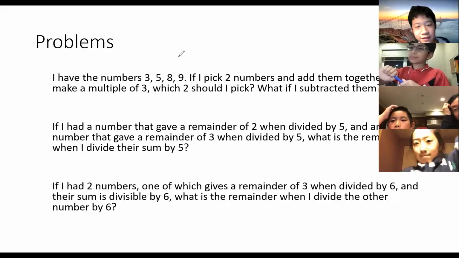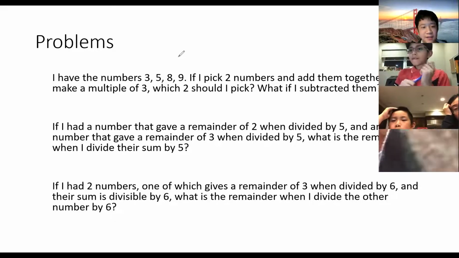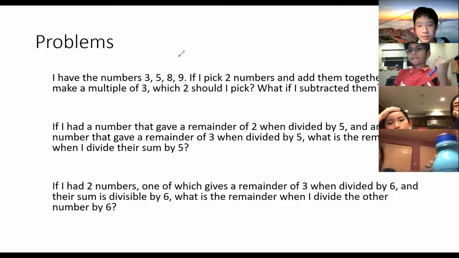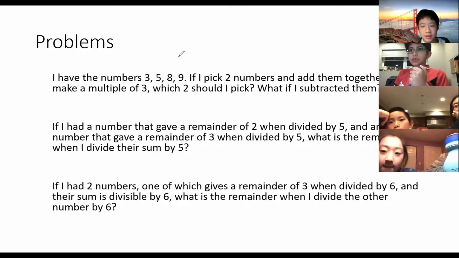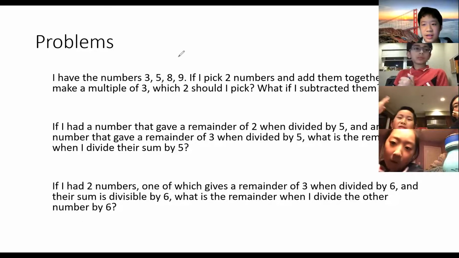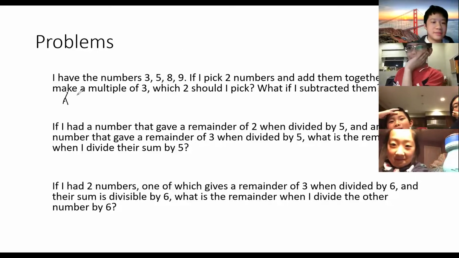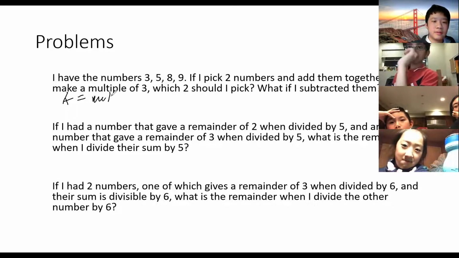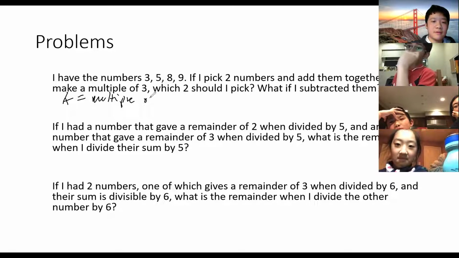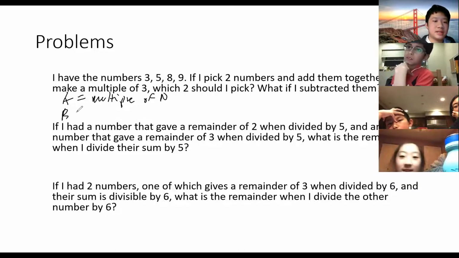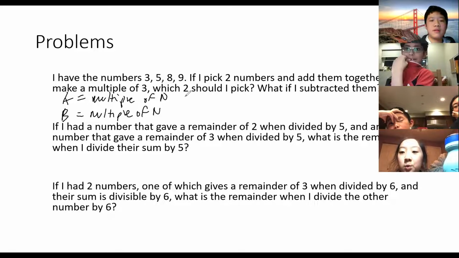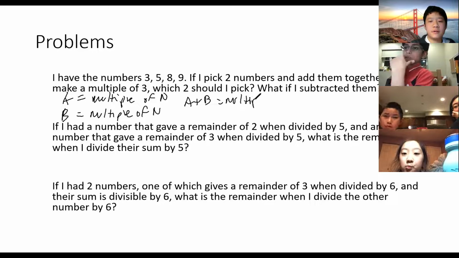I have the numbers 3, 5, 8, and 9. I pick 2 numbers and add them together to make a multiple of 3. So which 2 should I pick? Well, using what we just learned, if I have a number a that's a multiple of n, and b that's a multiple of n, then a plus b is a multiple of n.